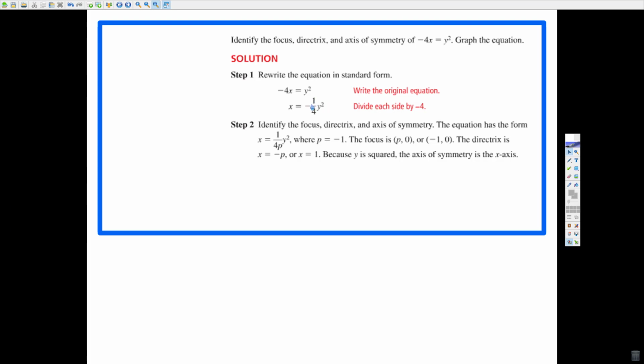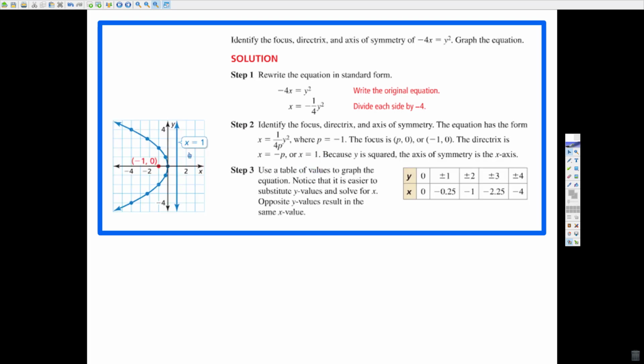Well, what does 4 usually have by it? P. So if 4p equals -4, we would find out that p equals -1. Once you know your focus, you can easily put it into the ordered pair -1, 0, and the directrix is opposite of that, so x equals 1. You can then graph it and prove to yourself that you have the right focus and the directrix.